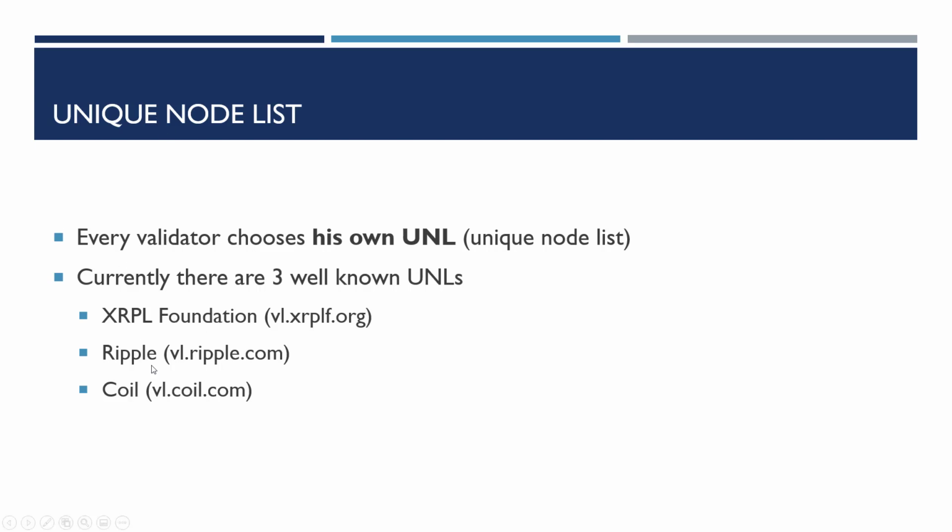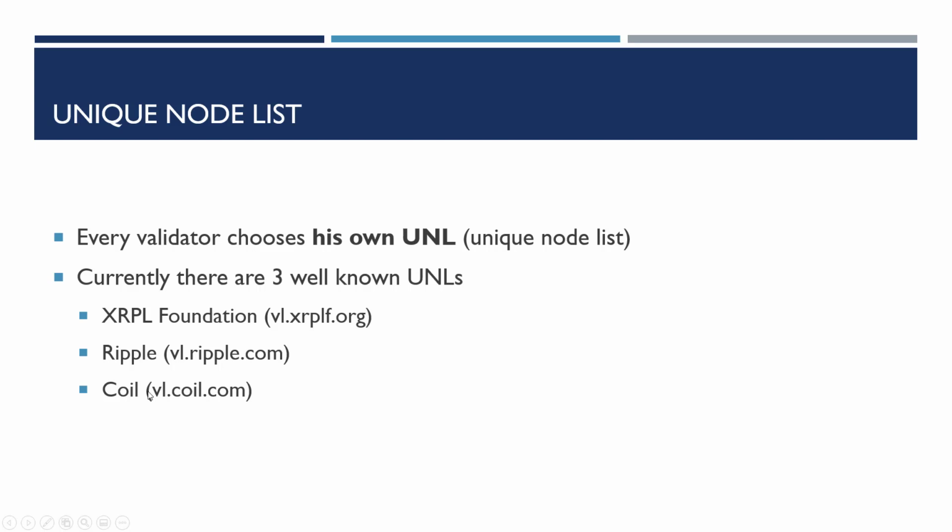And in this case, we've got 3 well-known UNLs. So one is by the XRPL Foundation, so from the XRP Labs Foundation. This is not in association with Ripple. It's an independent foundation again. There's the link, so you can also look it up. It's based on base58 encoding, but that's a little bit too far. Then we've got Ripple. So this was the first UNL, with which it has started.